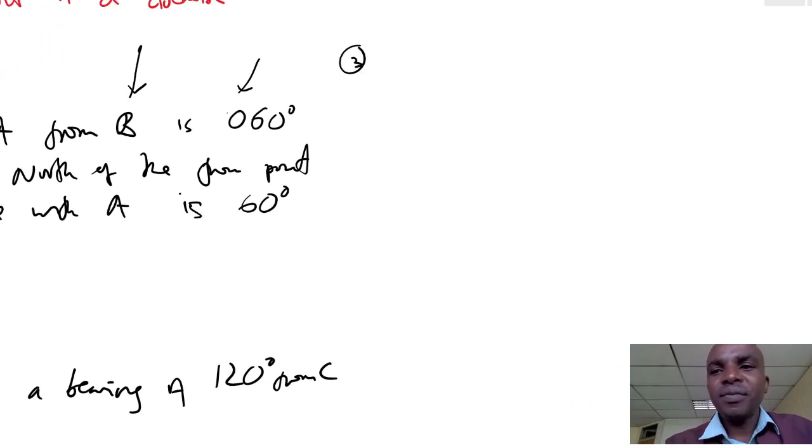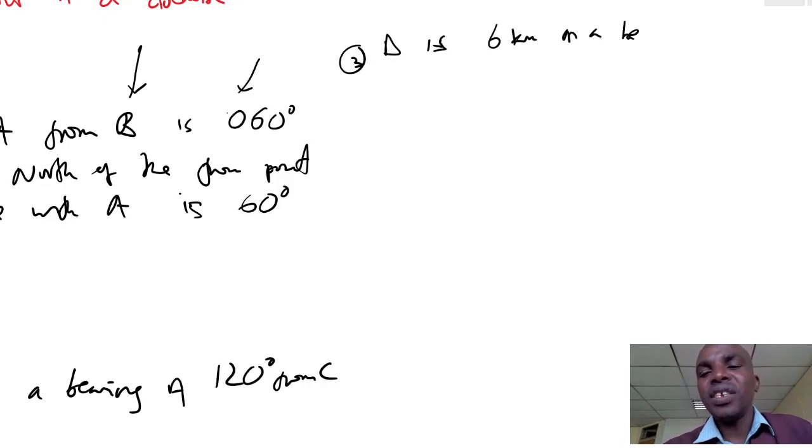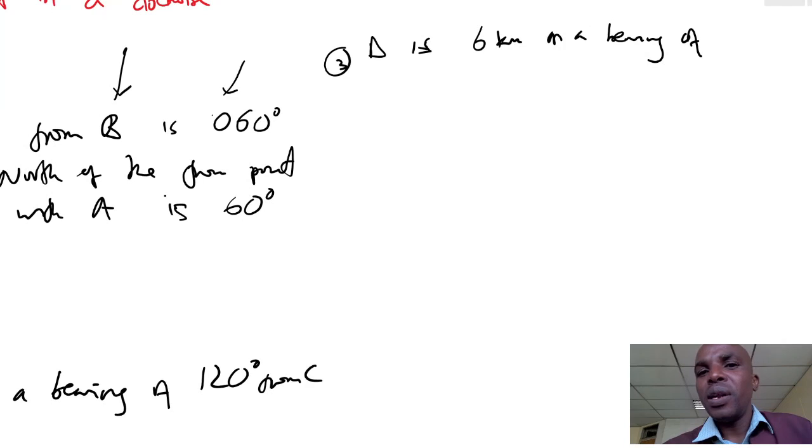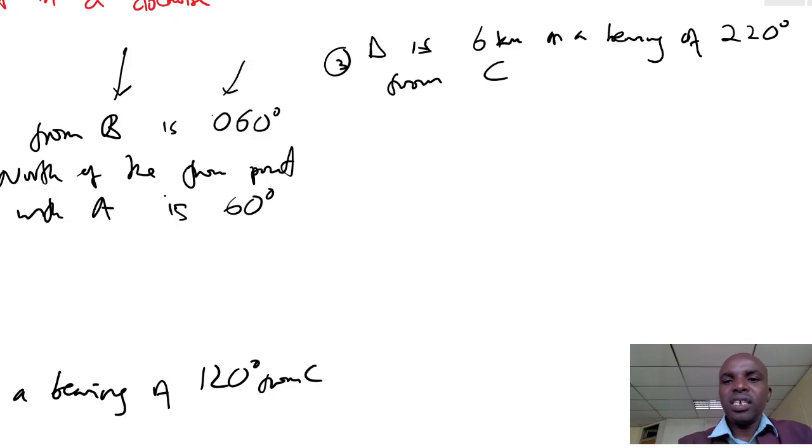Example number 3, let me say D is 6 kilometers on a bearing of, let me say, 220 degrees from C. 220 from C. I must have my from point first. This one is my from point.